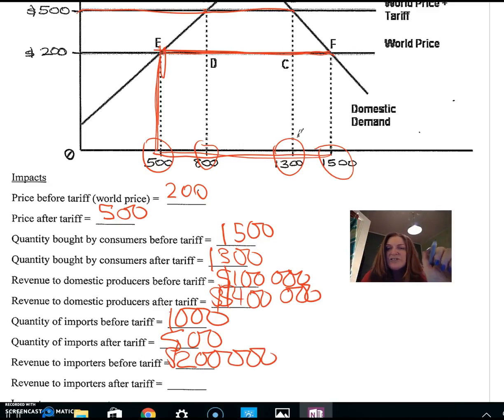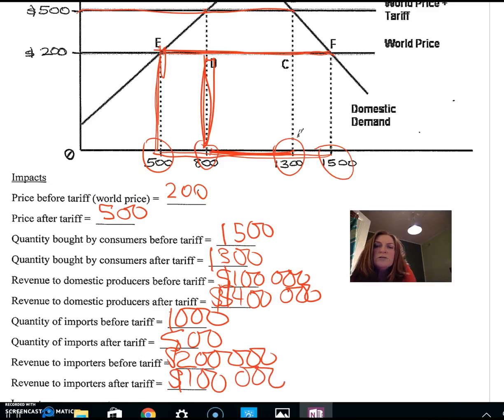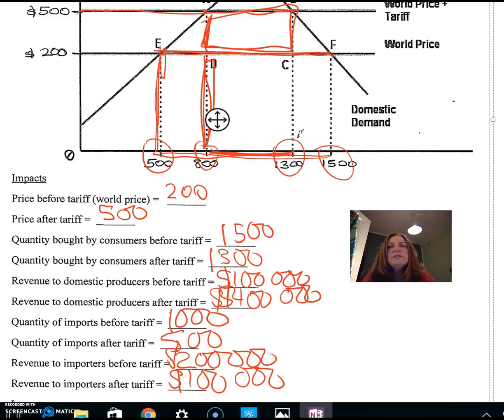After the tariff, now this is interesting and this is where you need to be careful. Quantity imported goes down to 500. The importers are still only getting $200. So it's 500 times 200, which is $100,000. So importers lose out $100,000. They halve their revenue from selling barbecues to Australia. The importers don't get this bit up here. They pay that to the government in tax.